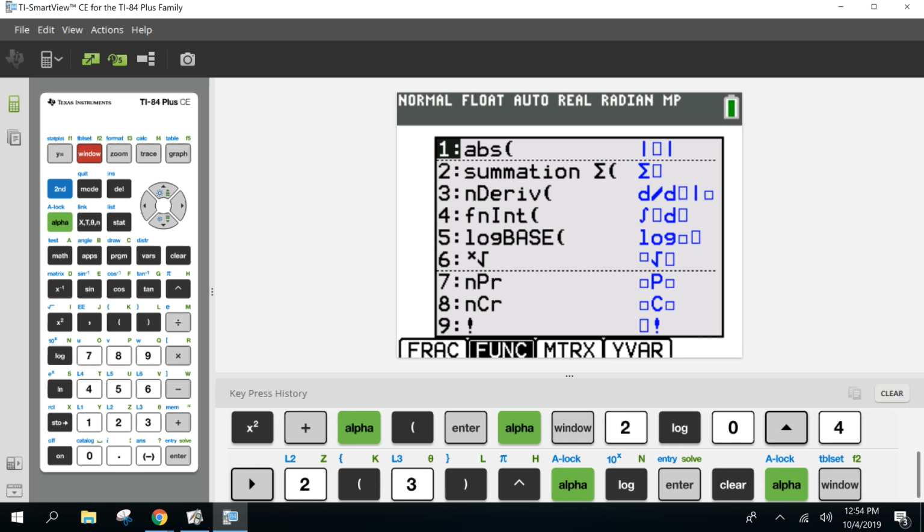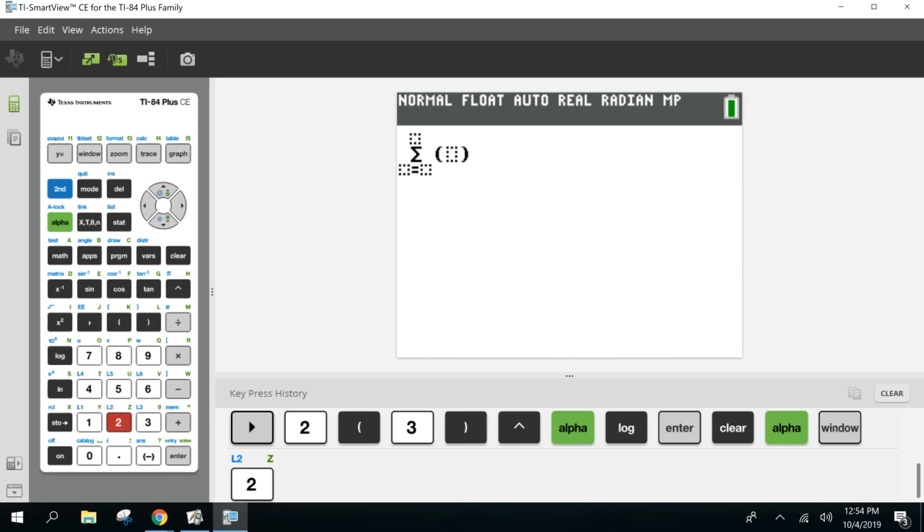Okay, select it. You good? Alpha window. You should see the sigma symbol. Okay, everyone's with me. All right, look at number 4, please. What variable do I have? K. All right, so you should see K right above the parenthesis. What do we start with? K equals 3, yep. And then what's our top number on the sigma?